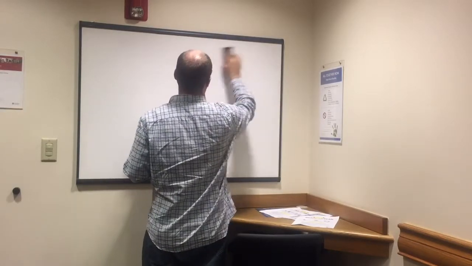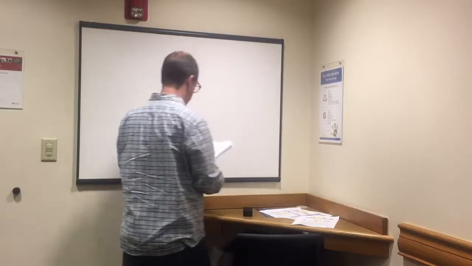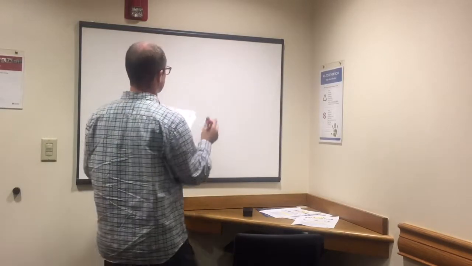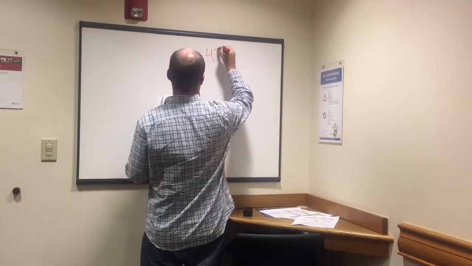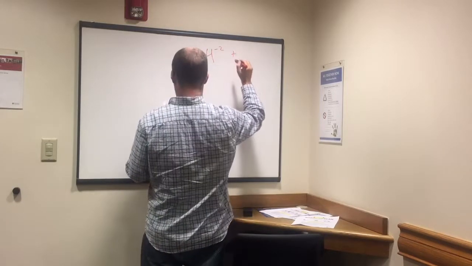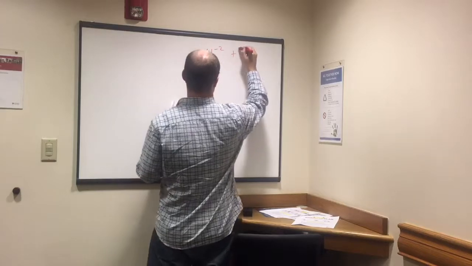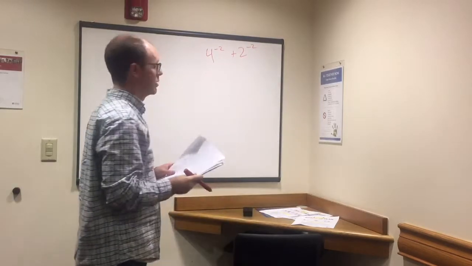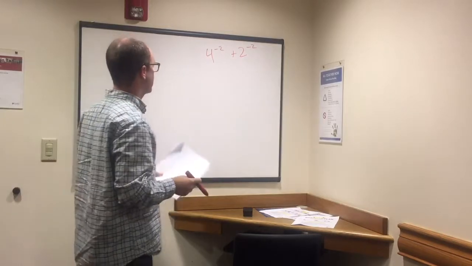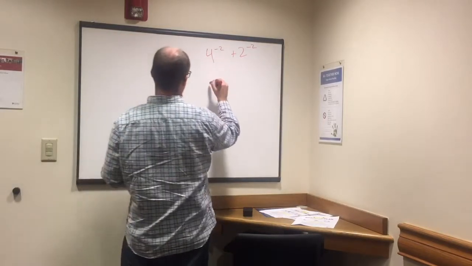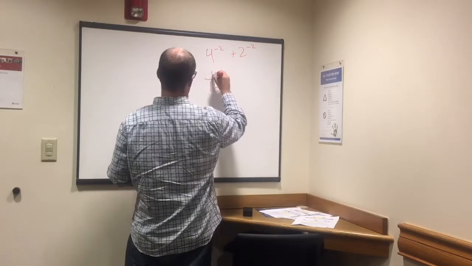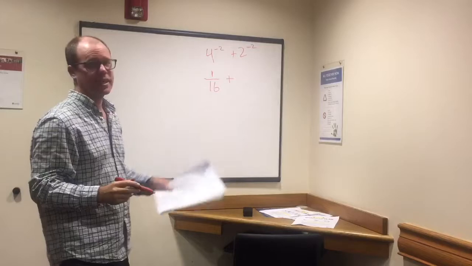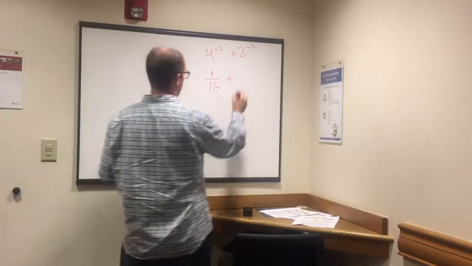So we'll look at one where we have to add those negative exponents together here. 4 to the negative 2 plus 2 to the negative 2. In something like this, 4 to the negative 2, 4 squared is 16. That means we've got 1/16 here. And 2 to the negative 2, 2 squared is 4.